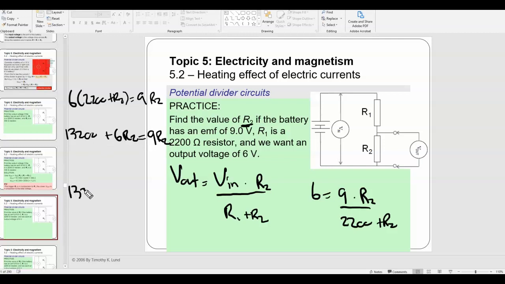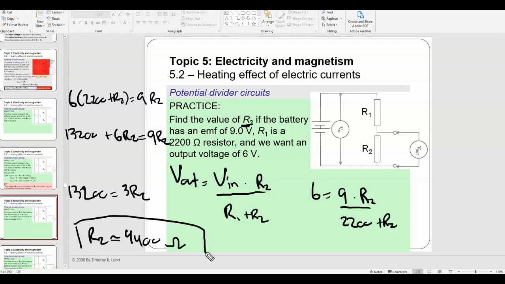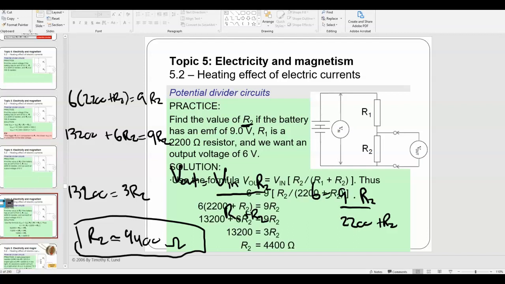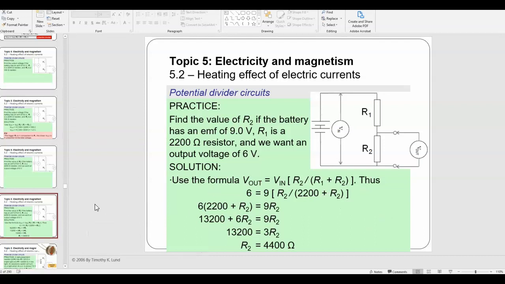Okay, so just kind of basic algebra at this point. That's 3R2. So R2 needs to be, let's see, what is that? 4,400 ohms. Okay, so slight step up in difficulty there, but not anything too crazy. So pause it there if you need to look at that some more. Okay, and there you just see the solution for that question.